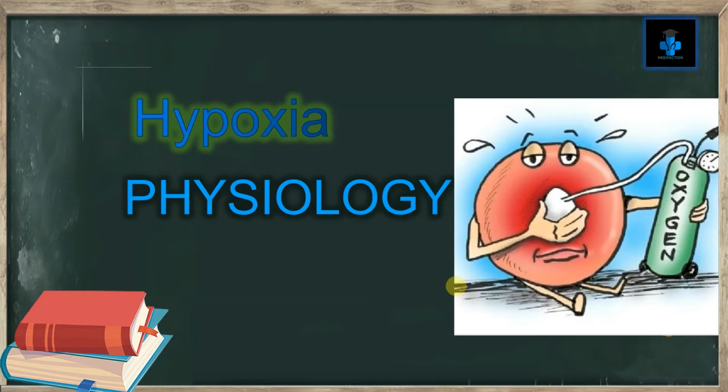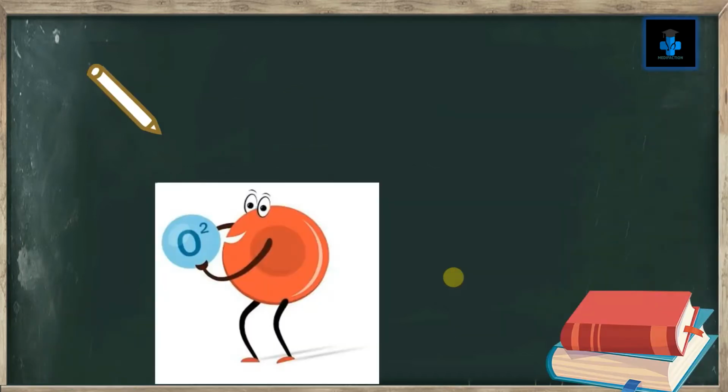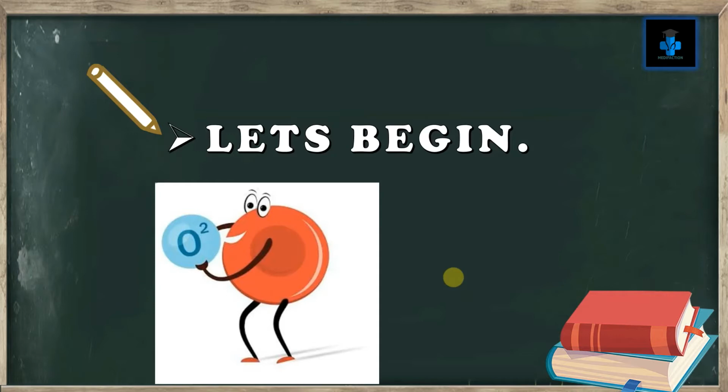So today, let's learn about the physiology of hypoxia. Hypoxia is a condition in which the body or a region of the body is deprived of adequate oxygen supply at the tissue level. So, to learn more about hypoxia, let's begin.